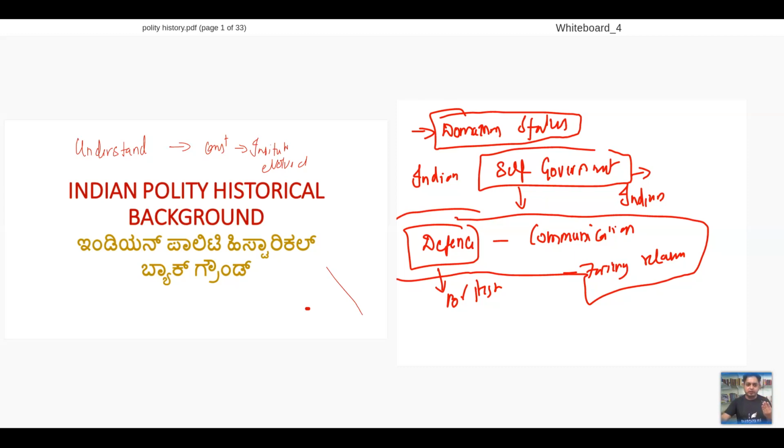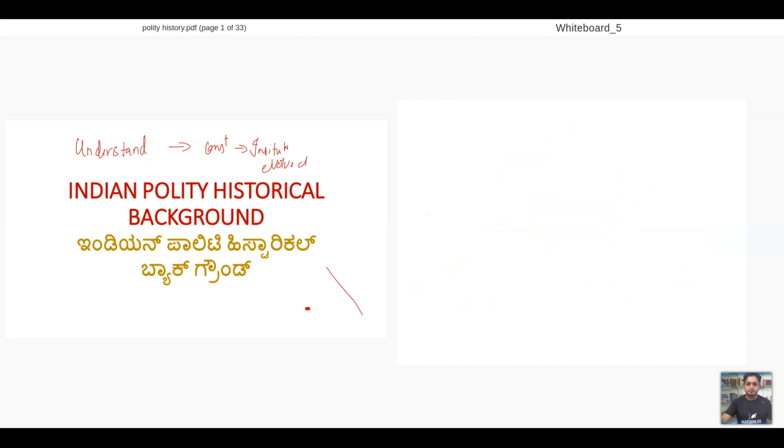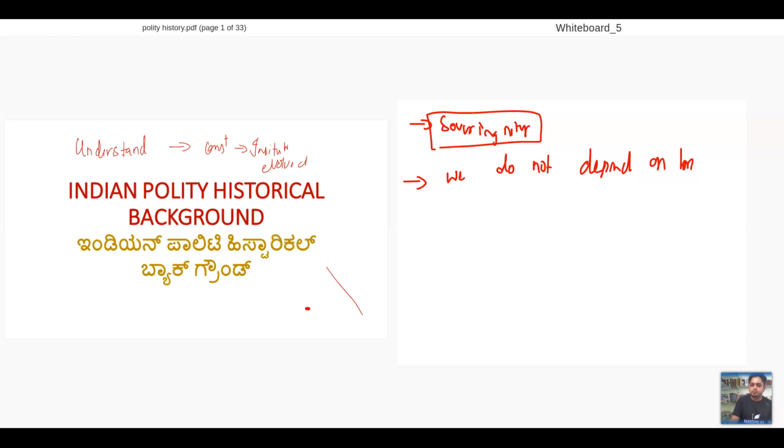Third thing which I'm talking about is sovereignty. Sovereign or sovereignty. What is sovereignty? That we do not depend on British for any decision making. Everything will be under our control. Nothing will be under their control.